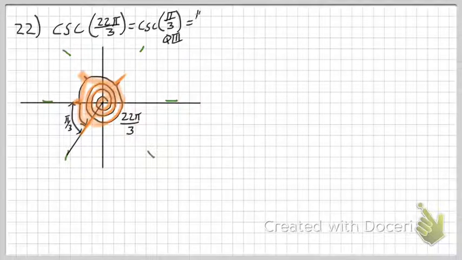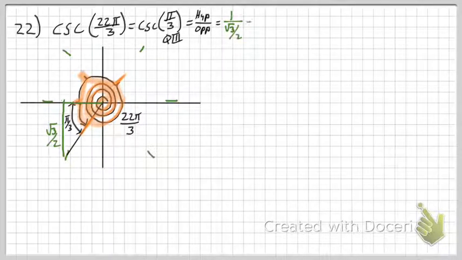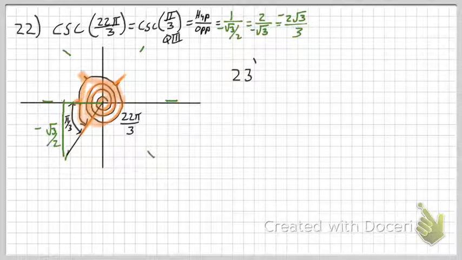Again, that triangle is on your unit circle. Cosecant is the inverse of the sine, so it's hypotenuse over opposite. The side opposite of that triangle in the third quadrant is negative. Don't forget that negative sign.